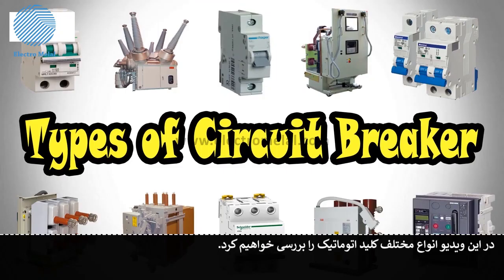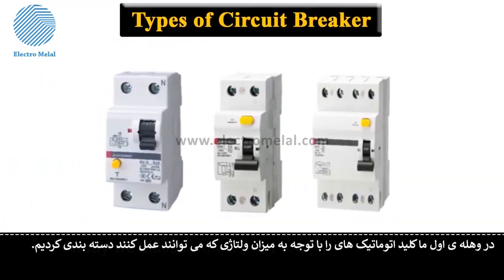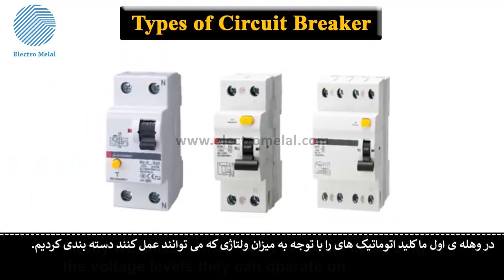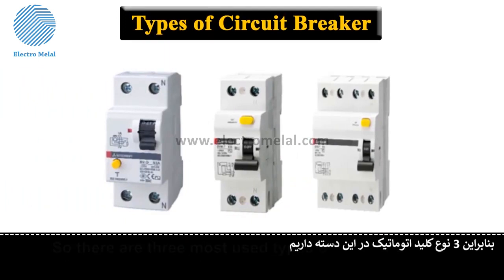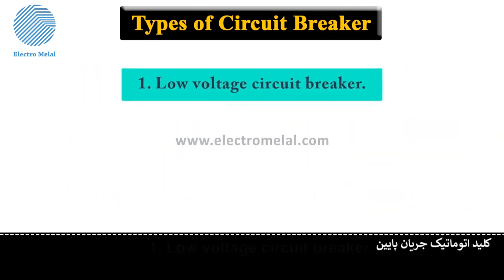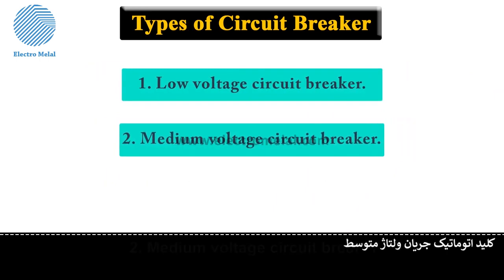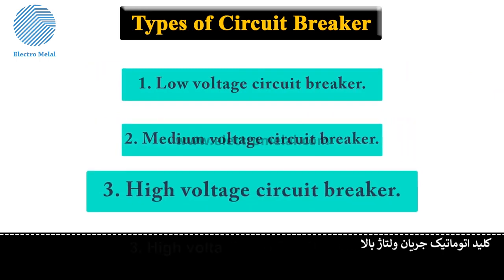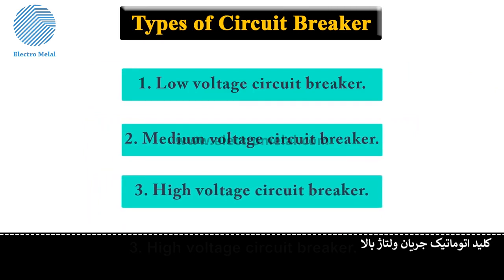In this video, I will show you different types of circuit breakers. Firstly, we classify the circuit breakers according to the voltage levels they can operate on. There are three most used types of circuit breakers in this category. Number 1. Low voltage circuit breaker. Number 2. Medium voltage circuit breaker. Number 3. High voltage circuit breaker.